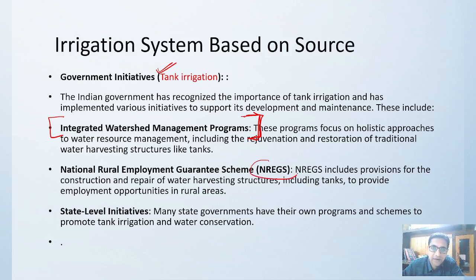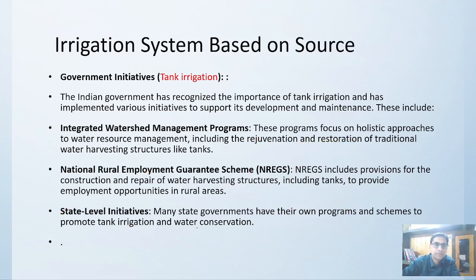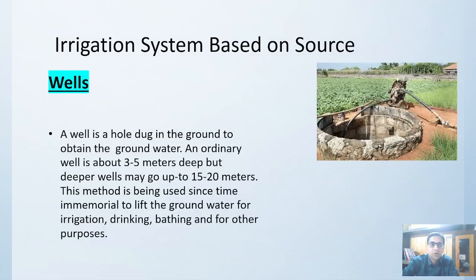Under MGNREGA, here we have written it as Regas, the Mahatma Gandhi National Rural Employment Guarantee Act, government is asking the labor to construct and repair the various traditional water harvesting facilities like tanks and all these things. State level planning is going on where they have their own set of programs for irrigation and water conservation. And then after that, we are moving towards the next irrigation facility, that is wells.